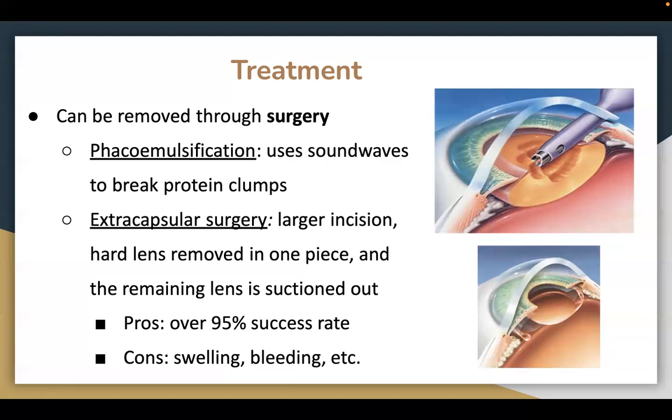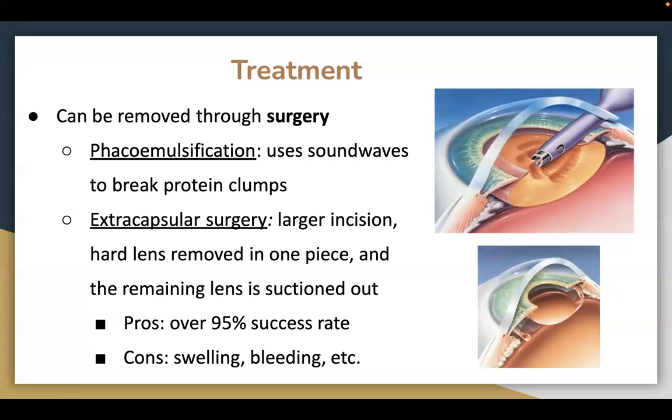The pros to these involve a 95% success rate, and that's just because cataracts have been around for so long that the medical field has had such great opportunity to develop and create new surgery methods. So the success rate is extremely high and the recovery rate is extremely quick as well.